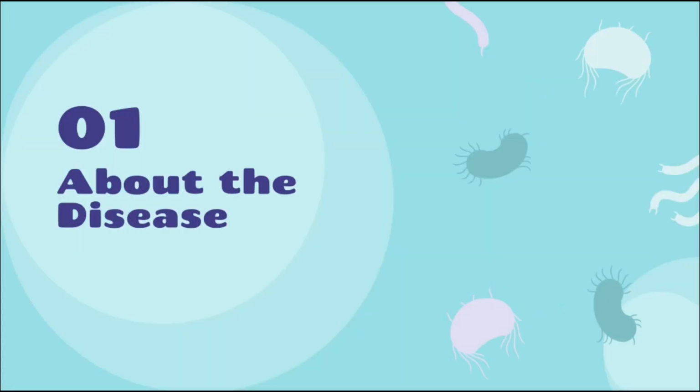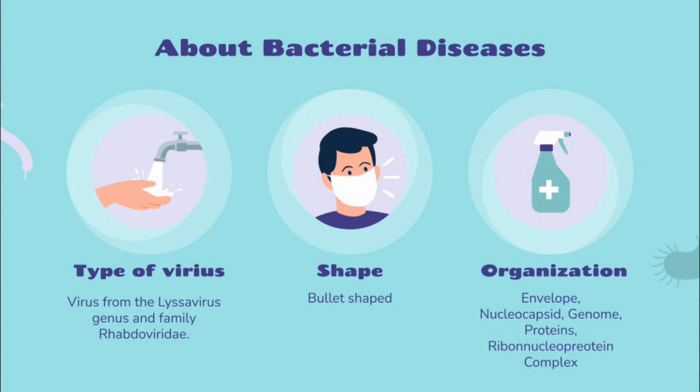1. About the disease. Rabies is caused by a virus from the Lyssavirus genus and family Rhabdoviridae. The rabies virus belongs to the species Rabies lyssavirus. This virus mostly affects mammals, including humans, and is typically spread through infected animal saliva, most commonly by bites.